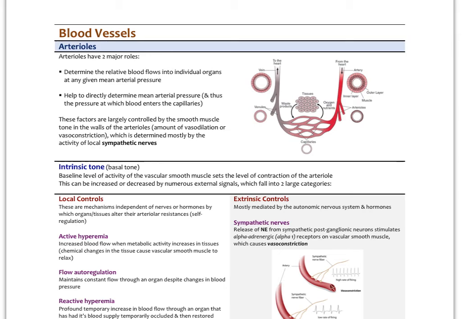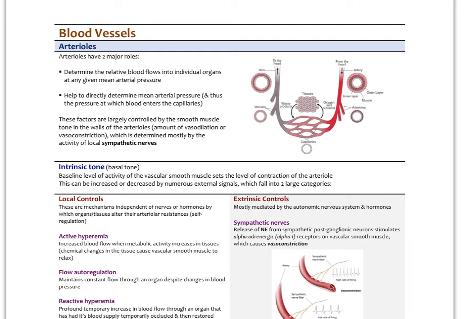Arterioles have 2 major roles. So remember, these are the smaller branches off the arteries. They're going to help determine, based on the ability to vasodilate and constrict, the relative blood flow into individual organs at any given mean arterial pressure. So we have the mean arterial pressure pushing the blood, but we also have this vasoconstriction, vasodilation element for further regulation.